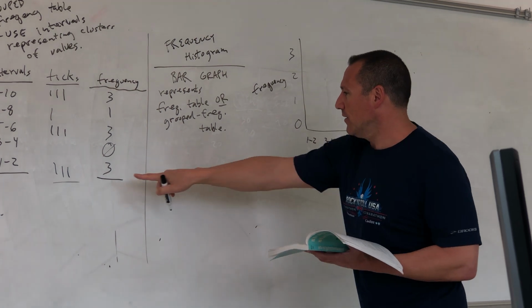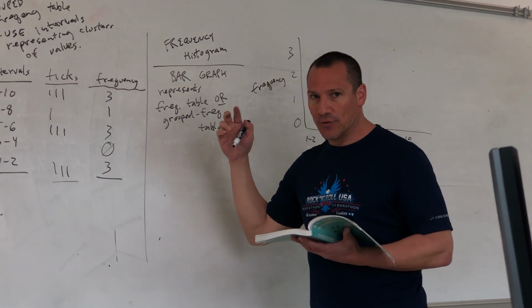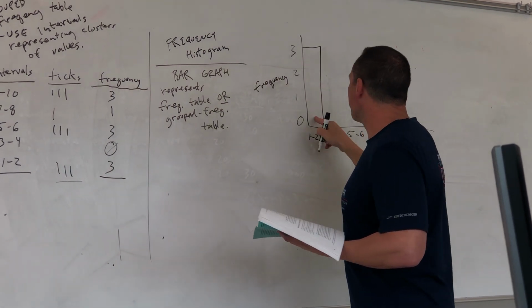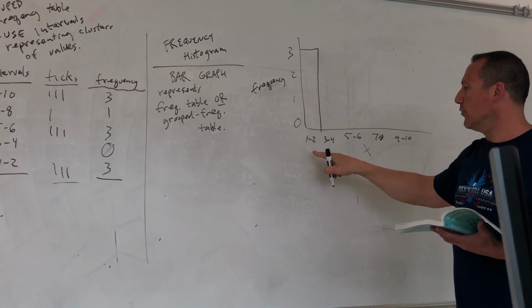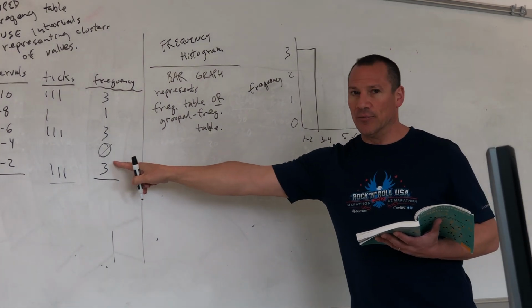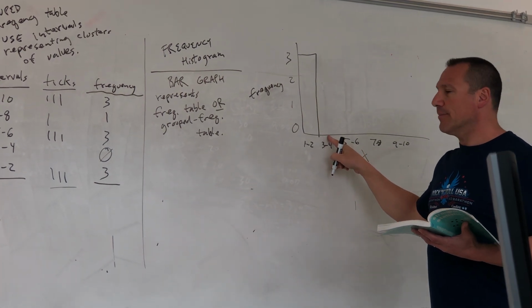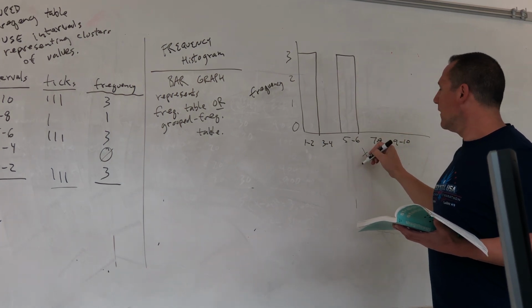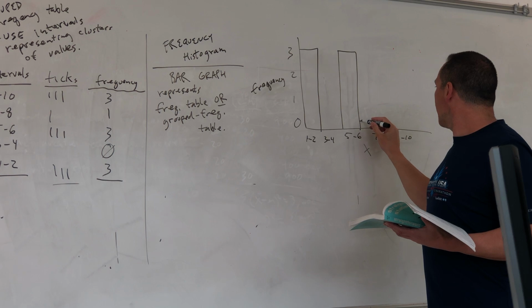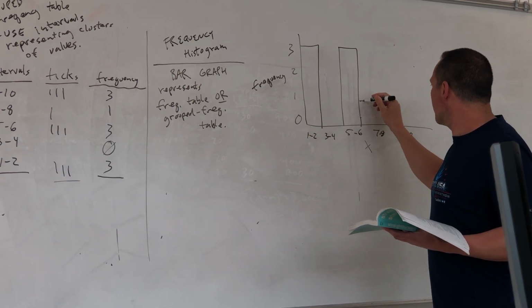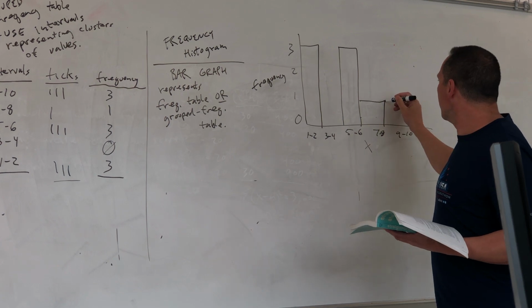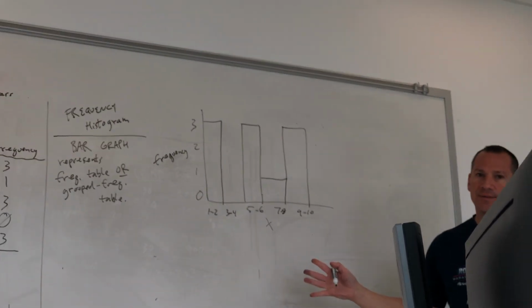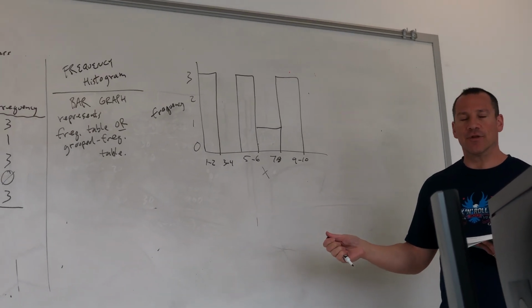So 1 to 2 has a frequency of 3. That means that there were 3 people who scored in the 1 to 2 range. So I'm going to put a bar right there, representing the 3 people who put 1 or 2. 0 people put 3 to 4, so I'm going to leave that be. 3 people put 5 to 6, so I'll put that over here. 1 person put 7 to 8. The 1 is over here, so I'm going to put this like this. And then 3 people put between 9 and 10. That is the frequency histogram for the group frequency table.